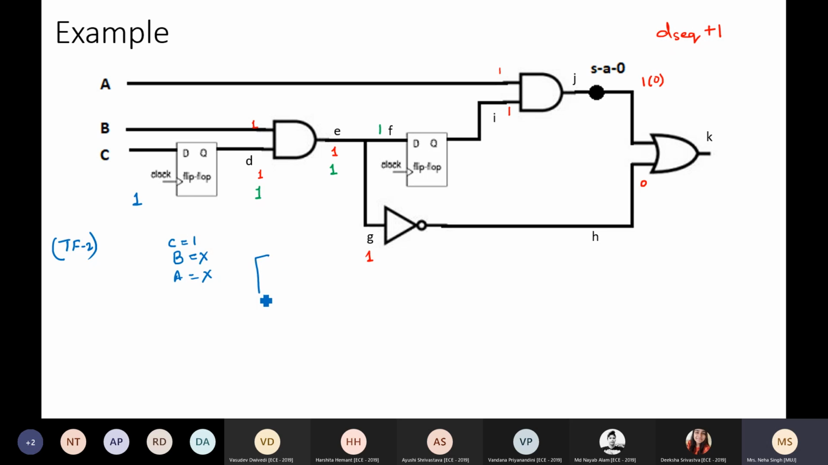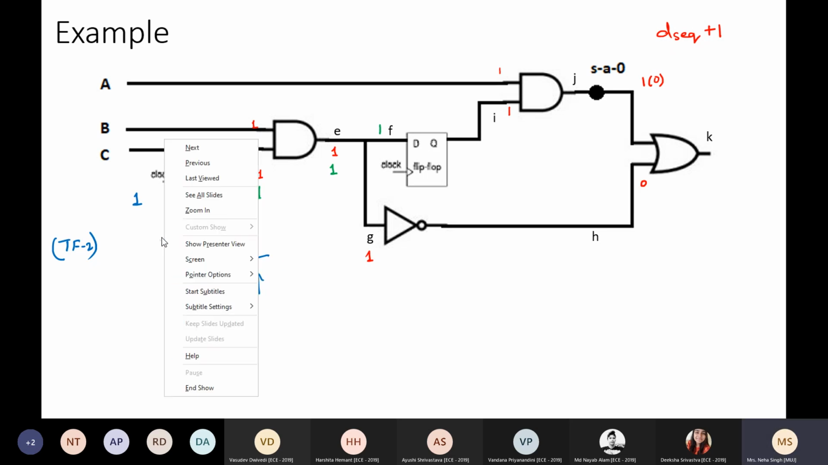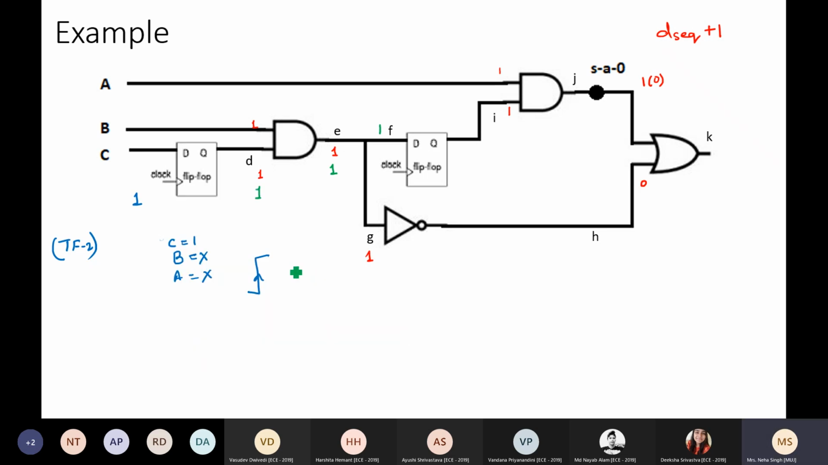Now I apply a clock edge. At this clock edge, the value of C gets propagated to D. So I come into TF-1. Now I got D equal to 1. The value propagated at the clock edge. I should ensure B equal to 1. So I should have B equal to 1. What about A and C? A is don't care.